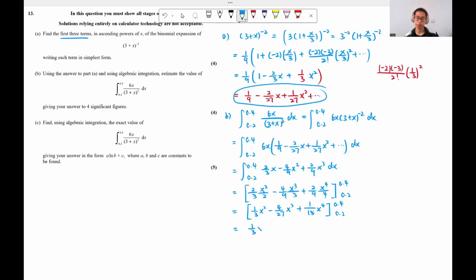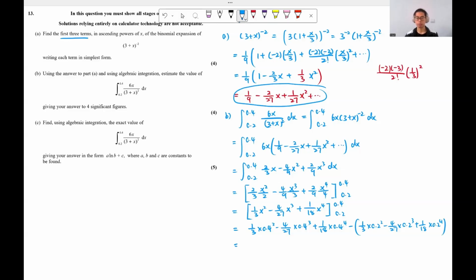So that would be 1/3 times 0.4 squared minus 4/27 times 0.4 cubed, and then plus 1/18 times 0.4 to the power 4, and then minus 1/3 times 0.2 squared minus 4/27 times 0.2 to the power 3, and then plus 1/18 times 0.2 to the power 4.